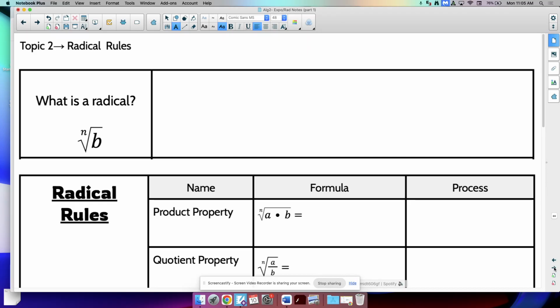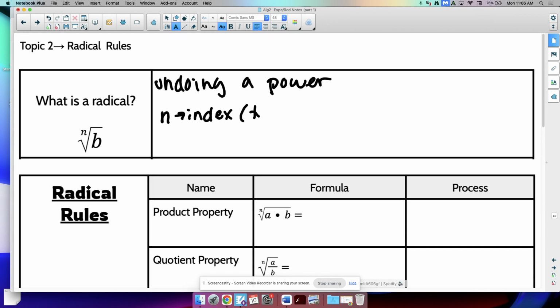First of all, what is a radical? The way I think of a radical is it's undoing a power. So a square root is undoing a second power. A third root is undoing a third power, and so on. Vocab wise, N is called the index. The index tells you what type of root it is.